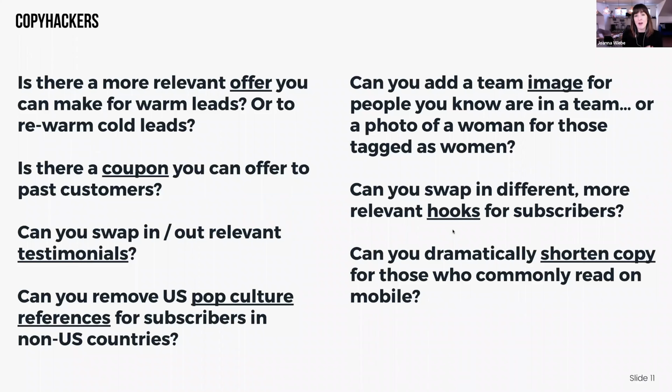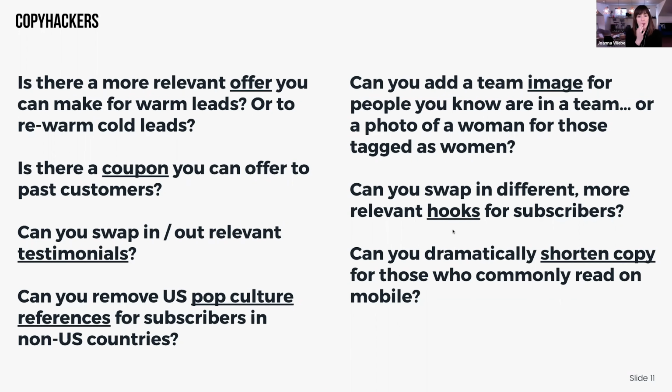Can you swap in different, more relevant hooks for subscribers? This is a huge one. Finding that hook is such a big part of getting people to keep reading, but trying to find a hook that works for everybody is so difficult. Sometimes this is just a single sentence that you make conditional at the top of your email. It depends on what you know. So look through your list and ask, what is a different hook we can use for that? When you're writing an email and you think this could be a good hook or that could be a good hook, ask yourself which hook is better for which audience, and then make it conditional. So you get to use both cool hooks, but they go to different audiences. And this is not split testing. This is just you creating a more relevant message.